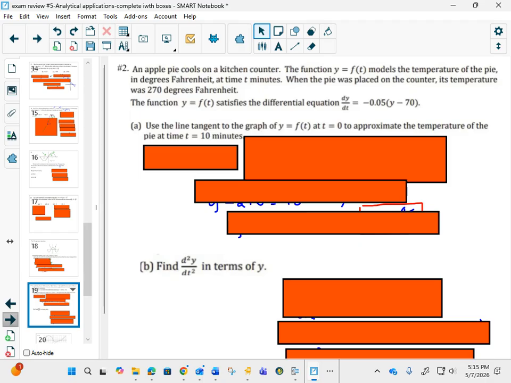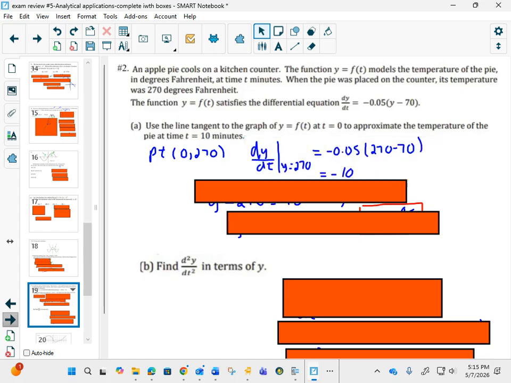We've got a differential equation. Use the line tangent to the graph at t equals 0 to approximate this, so we need to find that tangent line. What do we need to find a tangent line? We need a point and a slope. So we know our point is 0 and 270. We know our slope equation, so we just plug things in.